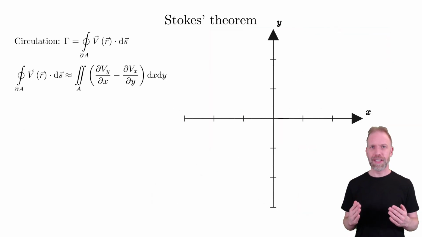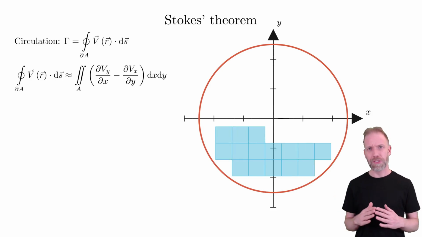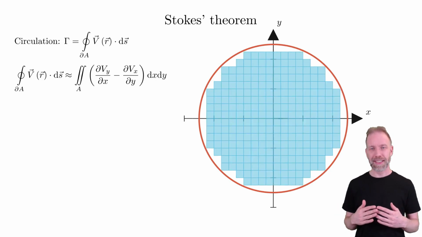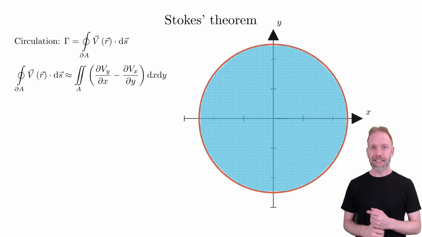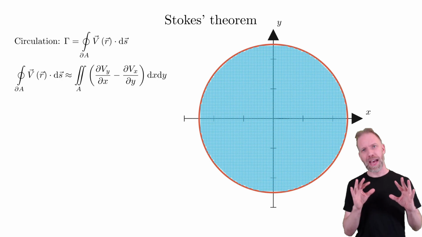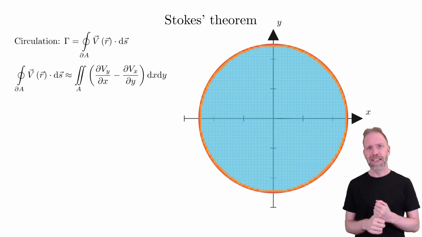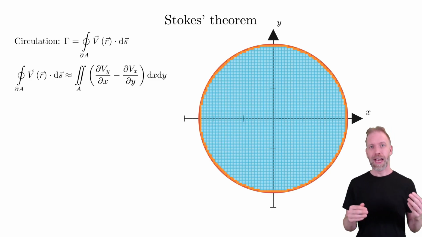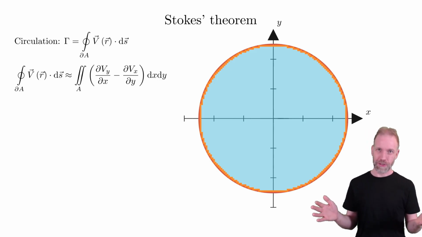Let's say that we want to have a circular region. We cannot fill it exactly with small rectangles, but we can fill it with them and then let the number of rectangles go to infinity. We can now see that the area of the blue rectangles becomes the area of the circle. We can also see that the boundary of the rectangles is close to the boundary of the circle. And we say that the equation is valid for any simply connected region in 2D.